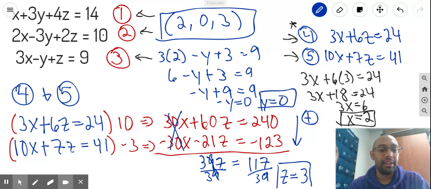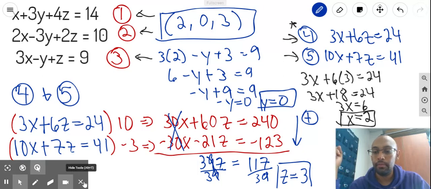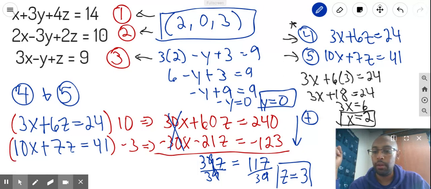All right, so this ends the video notes on traditional elimination. The next video will do the same exact examples, but we'll introduce you to Gaussian elimination. All right, so until we meet next time.